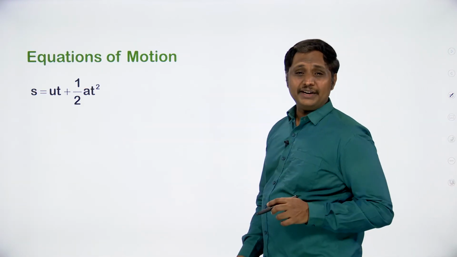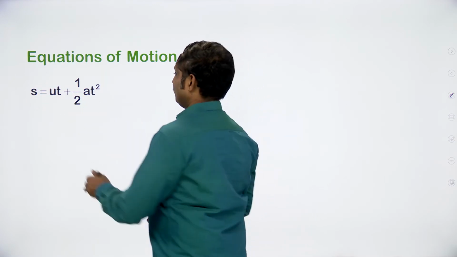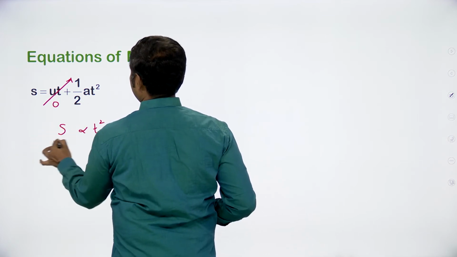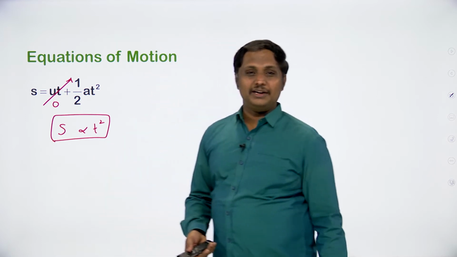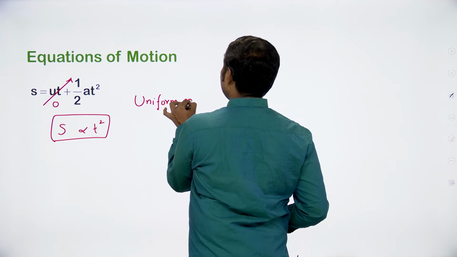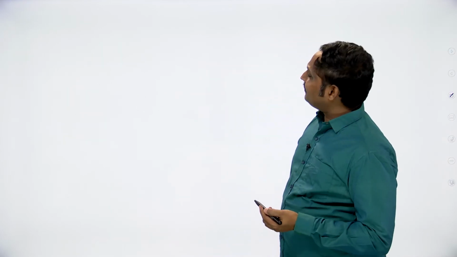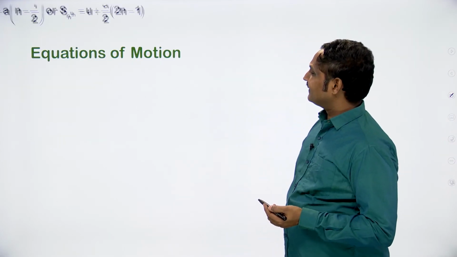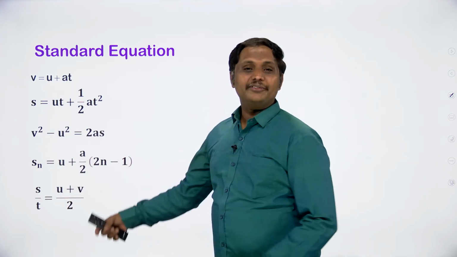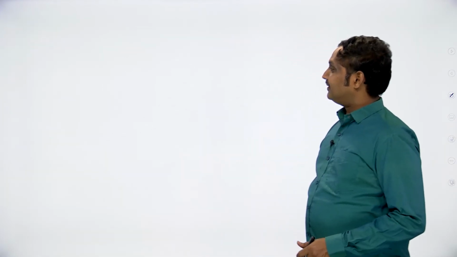If a body has started from the rest position, u is going to be 0 and S is going to be proportional to t square. It is very clear, we get that in case of uniform motion. So, we can have different applications. Finally, we have all the equations of motion at a glance, just you can have the observation.